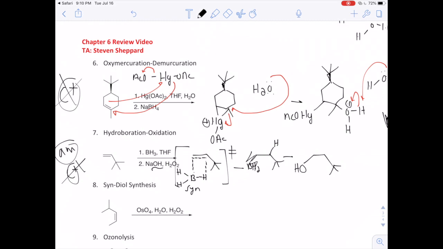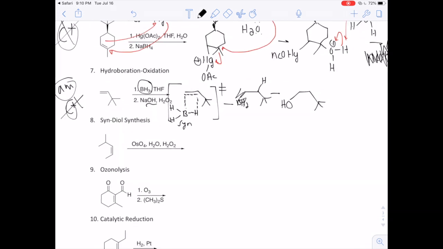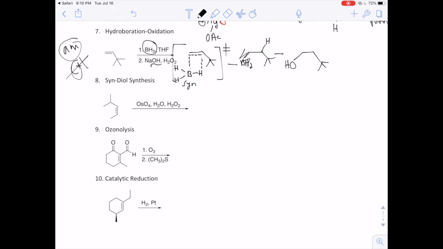So recall in oxymercuration and acid-catalyzed hydration, we had alcohols add to the more substituted side. But in hydroboration, we have this key reactant, borane, that's going to cause us to add alcohols to the less substituted side. Okay? Those are the key mechanistic points here. So finally, 8, 9, and 10 are pretty quick. We don't really know their full mechanisms either.